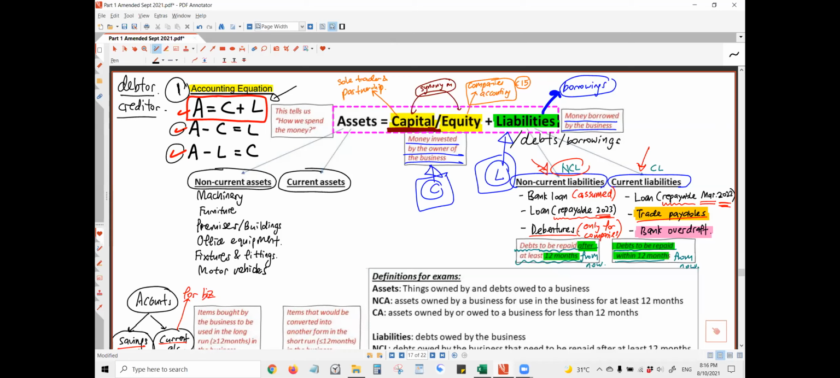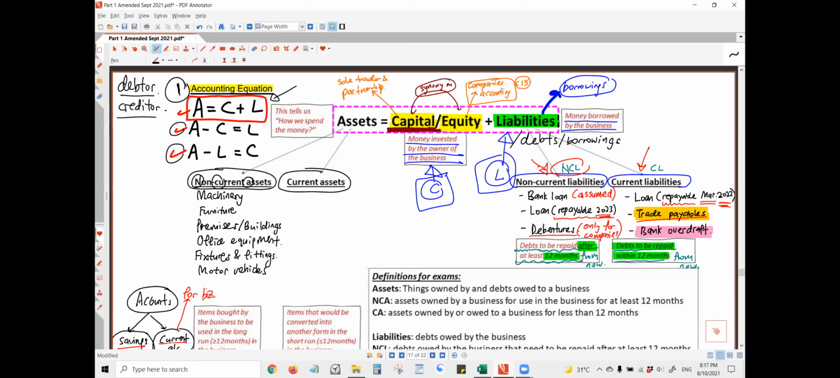Later I will explain to you why we buy these things in our business. Machinery. Let me try to think if there's anything else. These are the common ones. All of a sudden I cannot think of any more NCA. Later I will tell you what NCA is also, what is meant by non-current assets.